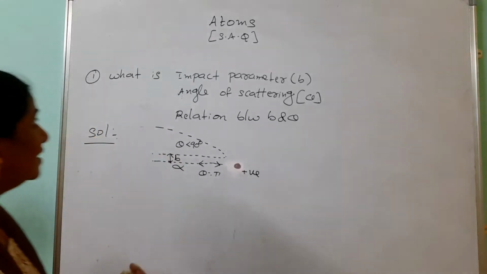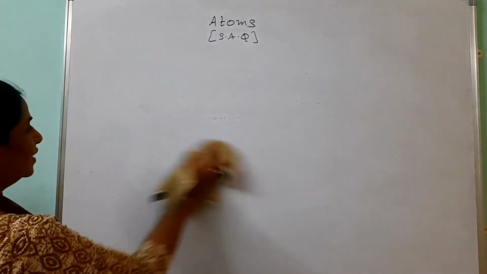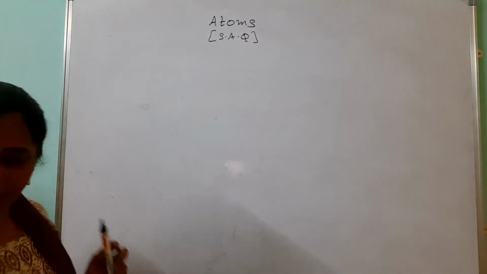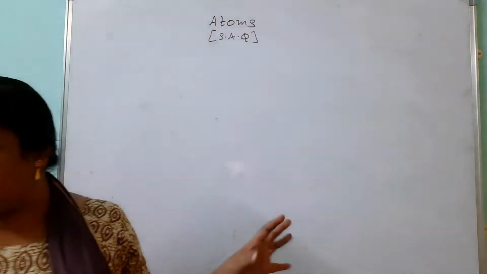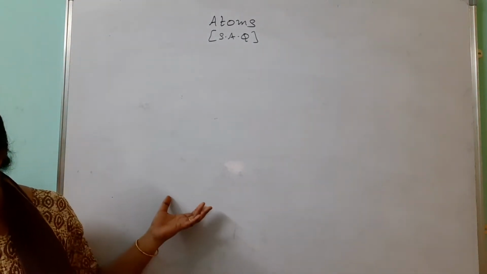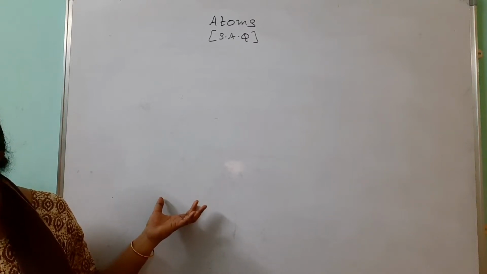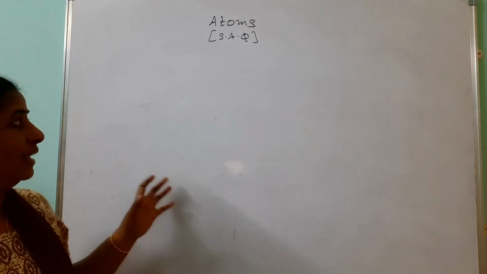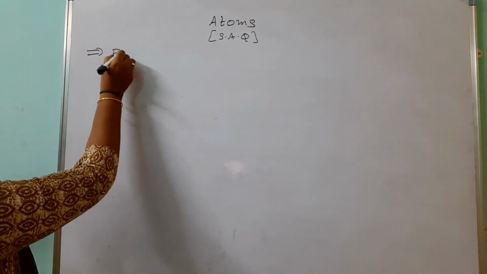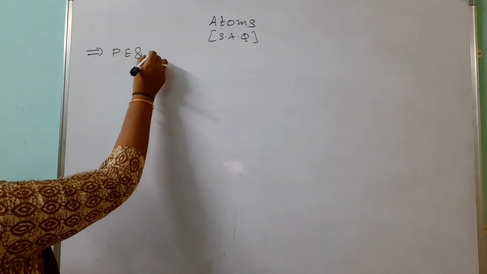Then our next question is very important. They are asking this as a short answer as usual, but it is a long answer with many expressions, so listen carefully. The question is: derive an expression for the potential and kinetic energies of an electron in any orbit of the hydrogen atom according to Bohr's atomic model. So here we should derive the potential energy and the kinetic energy.